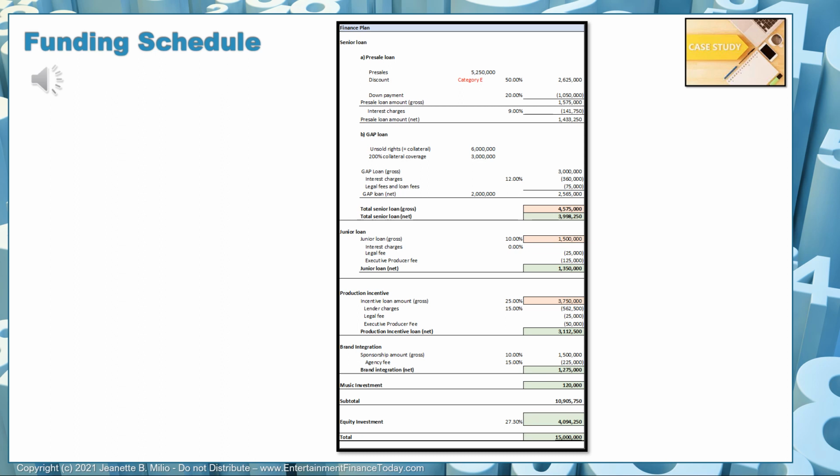So altogether, when we look at the music investment, the brand integration, the production incentive loan, the junior loan, the bank loan, and the down payment that we have received from the distributors for the pre-sales, we end up having $10,905,750 right now. And in order to hit a $15 million budget, we have to ask the equity investor to give us 27.3%, which is $4,094,250. So now we have our finance plan completed, and the funding schedule is here with all the various elements that are part of our finance plan to cover a $15 million budget.